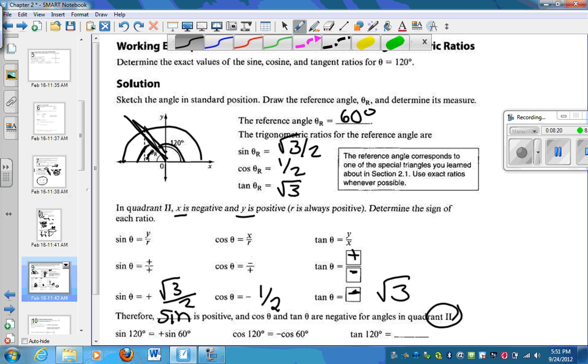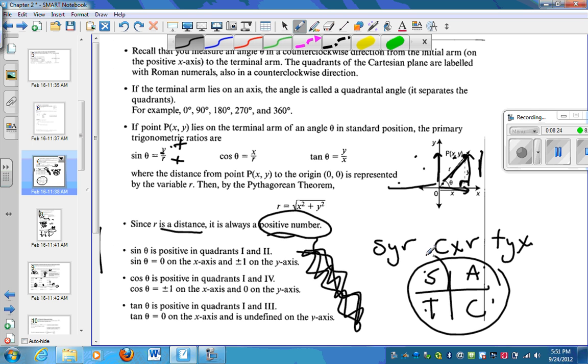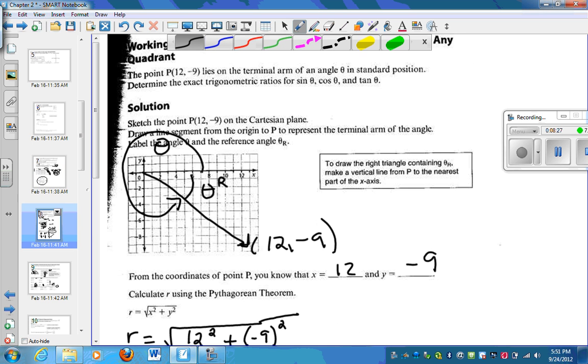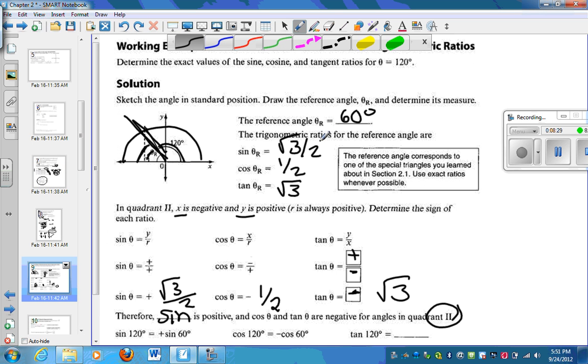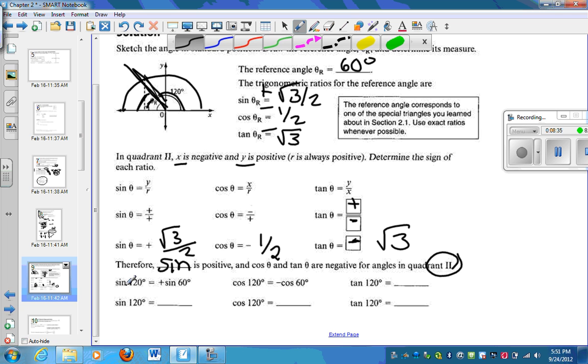So we could have done this work. The other thing we could have done is we could have gone back here and looked in quadrant 2 and said, look, only sine is going to be positive. We could have taken our answers and said only sine stays positive, everything else is negative. So what that means is the sine of 120 is equal to positive sine of 60. Right? That stayed the same. These two switched.